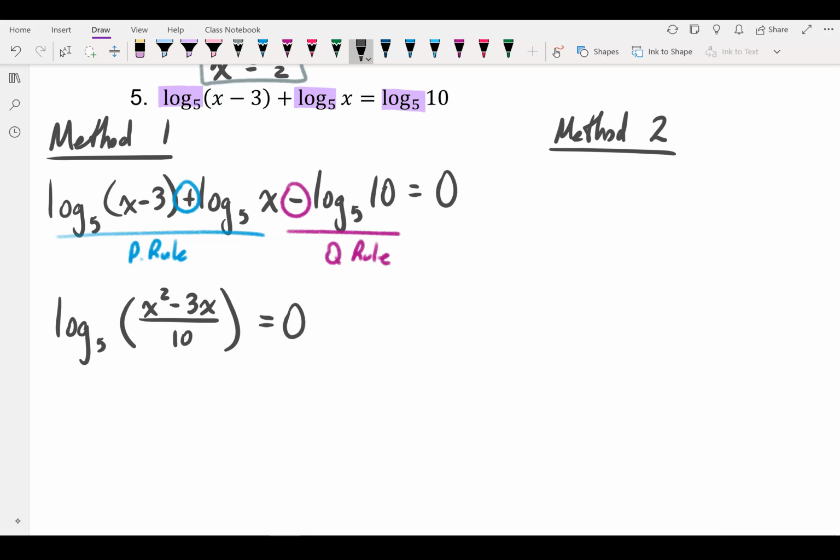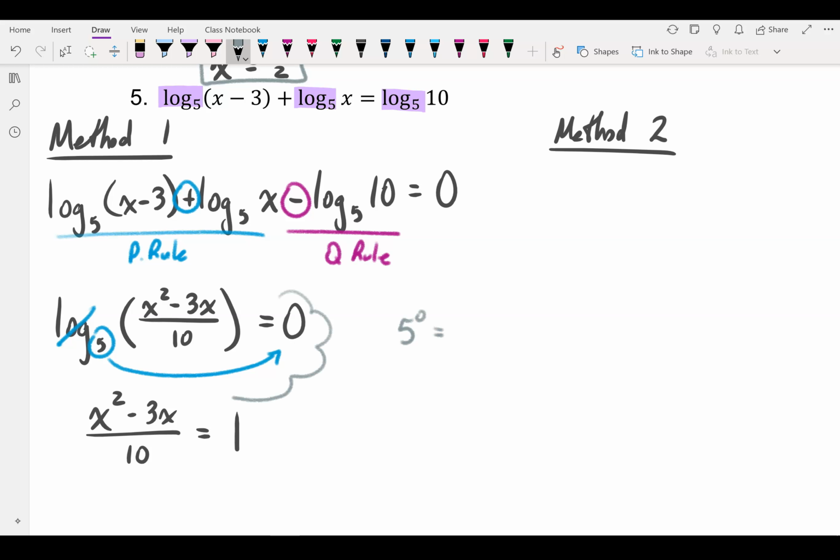Now what I need to do is convert it to exponential form. So bring it over here, cancel the log. That becomes 5 to the power of 0, which is 1. So again, because of the exponential form, 5 to the power of 0 is what I get out of this coming together. Anything to the power of 0 is 1, which is why I got the 1 here on the right side.